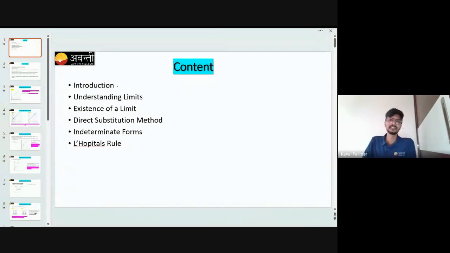Second is understanding limits. Third is existence of a limit. Next is the direct substitution method, indeterminate forms, and then L'Hopital's rule. Before starting with this, I hope we can cover until indeterminate forms. So let's start into the chapter.